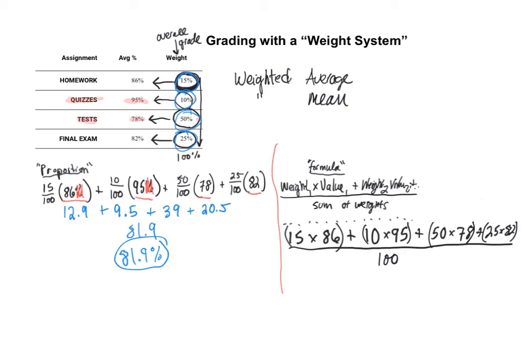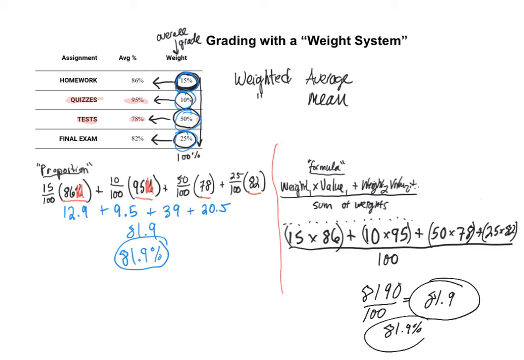So, unsurprisingly, I get 8,190 in the numerator. I divide that by 100, and I get 81.9. I get the same weighted average. So this individual had an 81.9% weighted mean or weighted average.